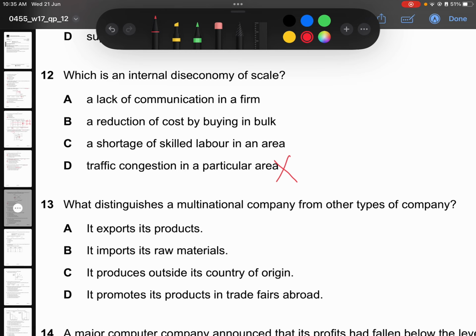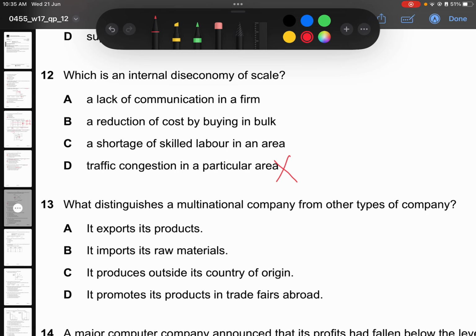What distinguishes a multinational company from other types of company? Other types of companies do export their product, they do import raw materials, but mostly they produce in their own country, whereas a multinational company produces somewhere else.